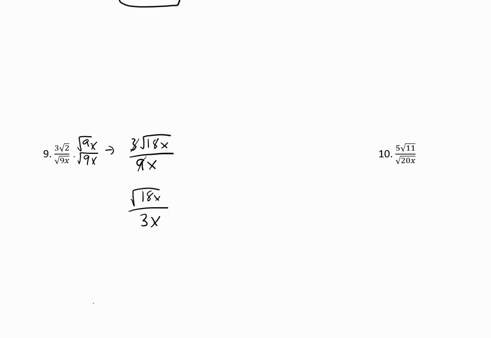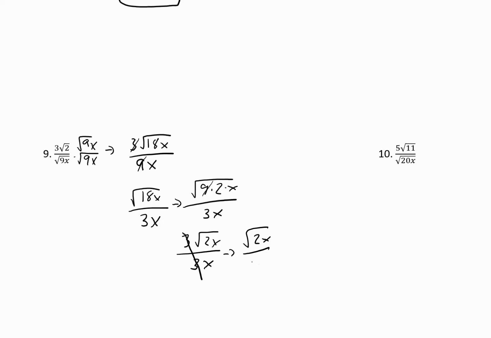And remember, we always have to check to see if our answer is fully simplified. Well, rad 18x is not fully simplified. 18 has a perfect square factor. So you want to think of this as rad 9 times 2 times x over 3x. And remember, the square root of 9 is going to come out of the radical and give you 3 rad 2x over 3x, which means these 3's are going to reduce. So your final answer is going to be the square root of 2x over x.